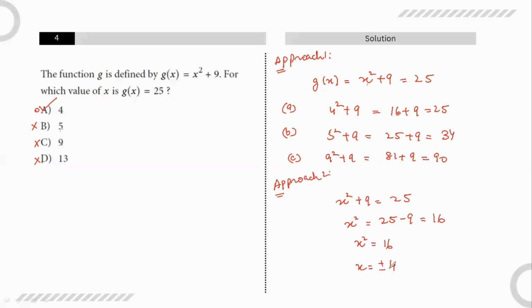Now x is given as a positive answer. Only negatives are not given in the options. That means again we are getting option A as the correct one. So I'm okay with both. You should know both the approaches. Try solving and looking at the question with respect to the options, and try solving with the options as well. Okay, let's now try the next question.